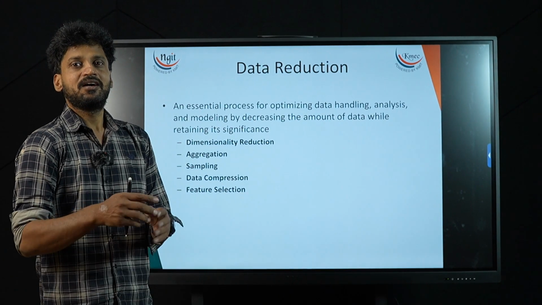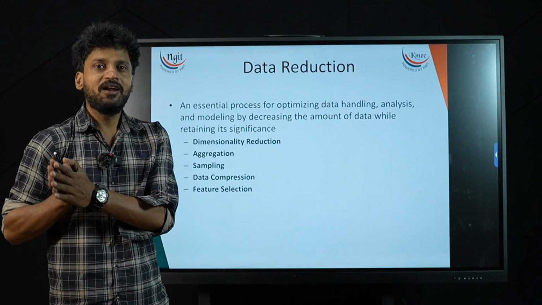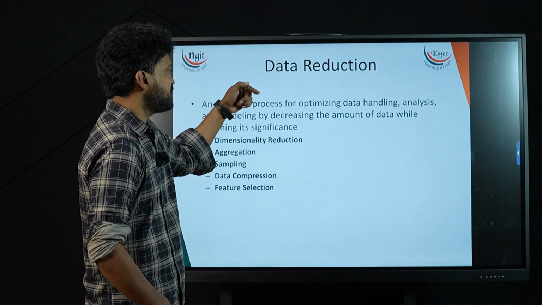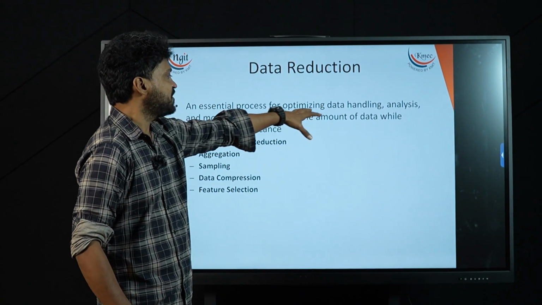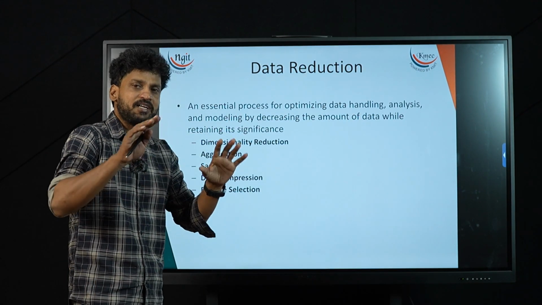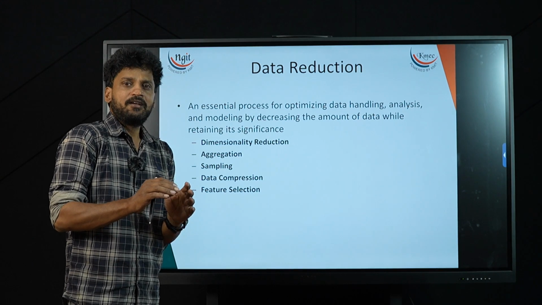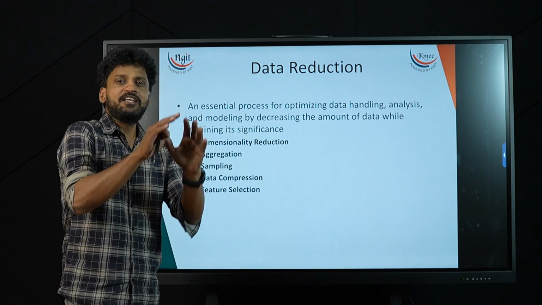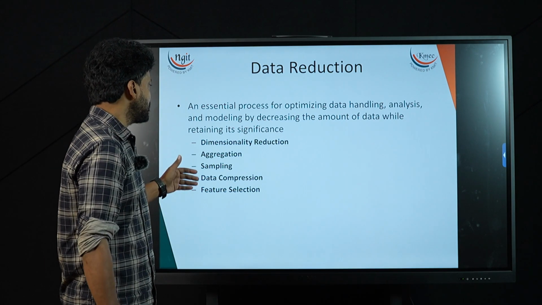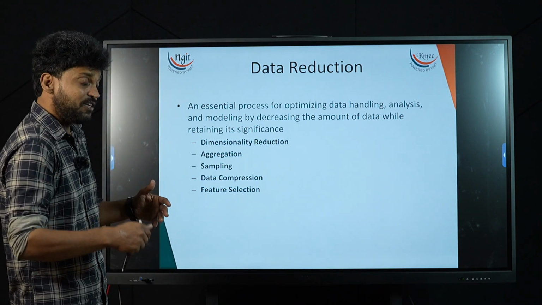Let us understand how the data set will reduce. Of course, it is the essential process of optimizing data handling, analysis and modeling by decreasing the amount of data while retaining its significance. From the data set we need to retain the significant details. The other details should completely be omitted. There are several ways to reduce, several steps in reducing.